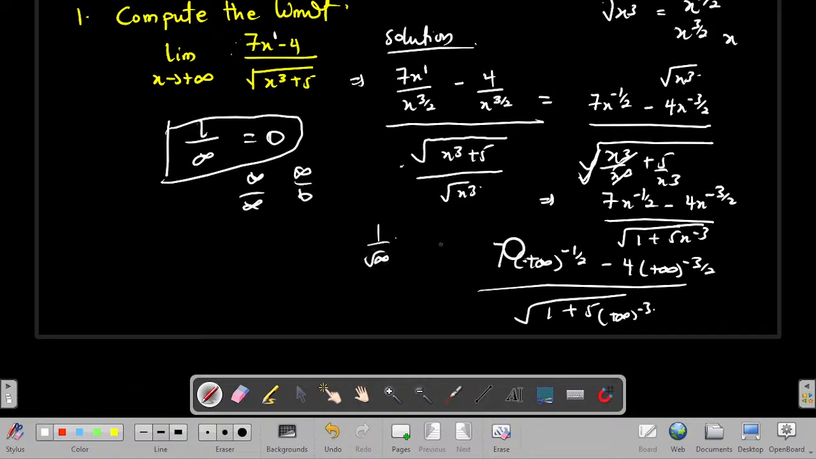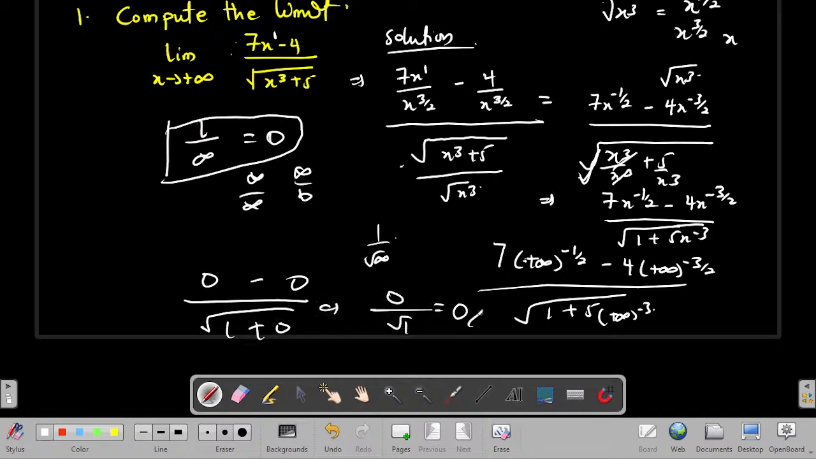So at the end, you are going to get this whole expression becoming 0 minus this whole expression becoming 0, all over square root of 1. This is 1. This also becomes 0 plus 0. So 0 over square root of 1, and the answer is 0. So the answer for our limit form here is what? Is simply 0.